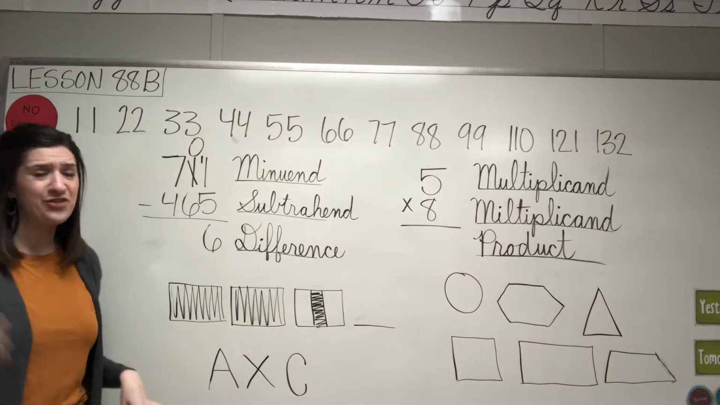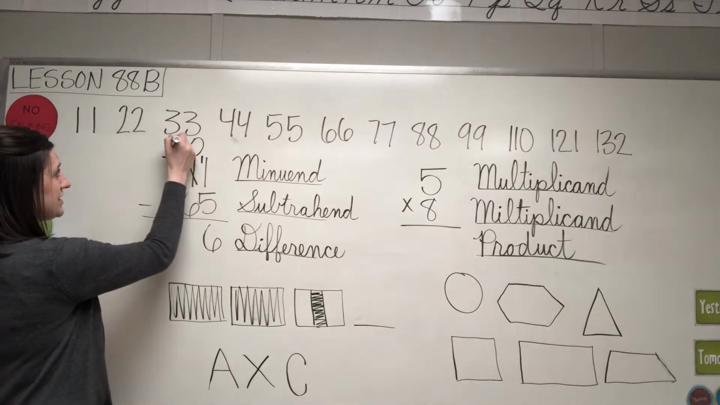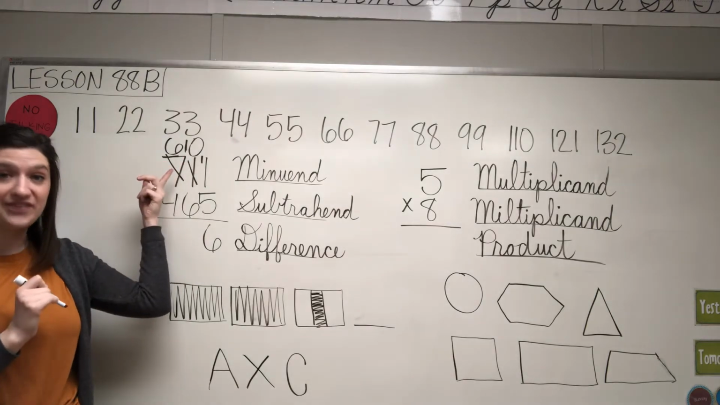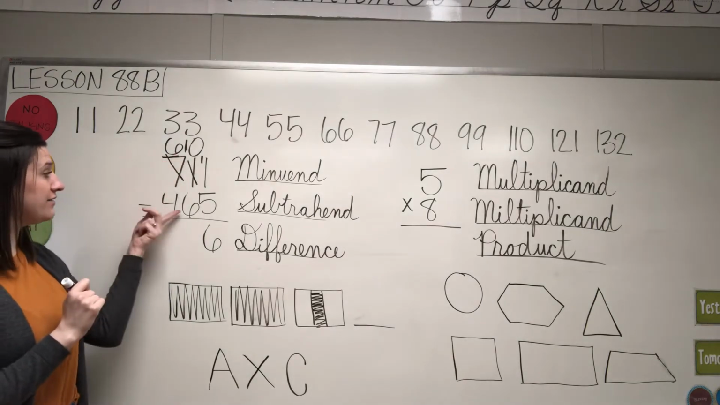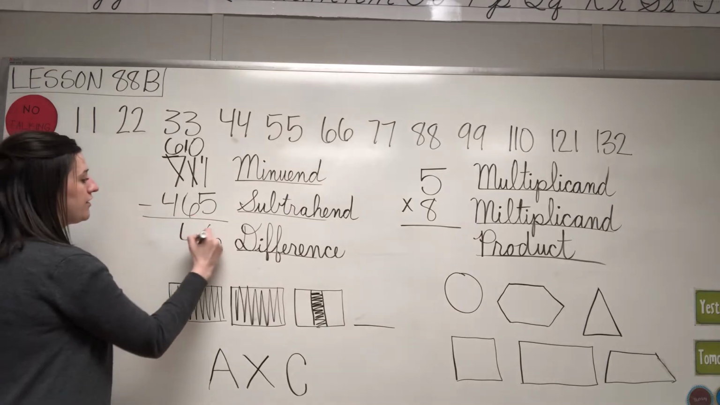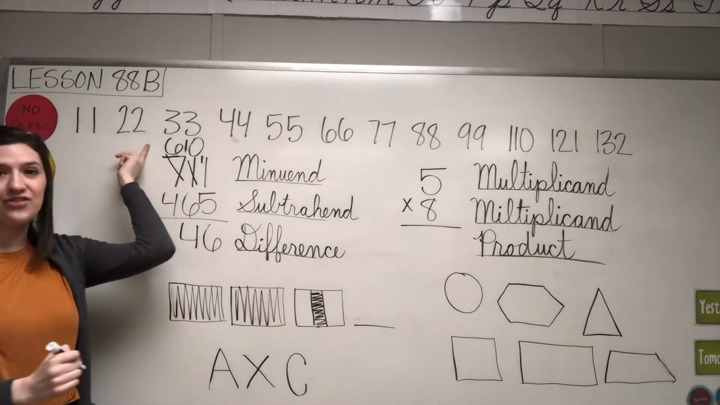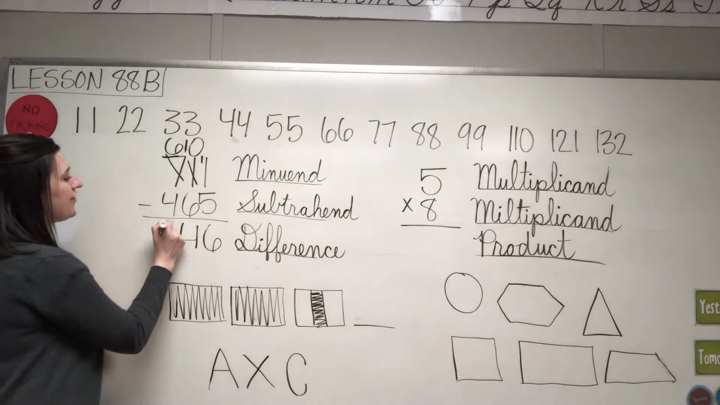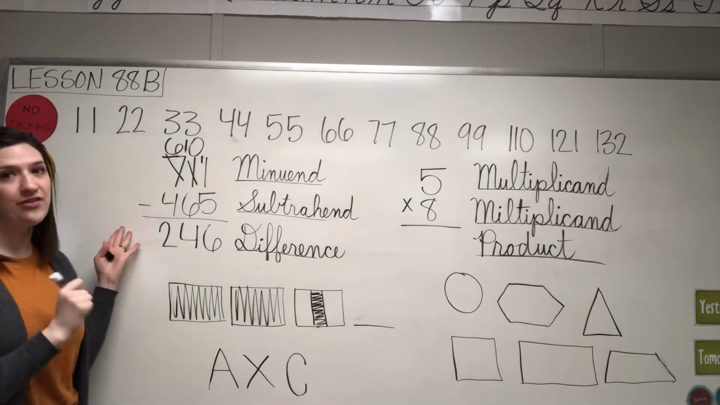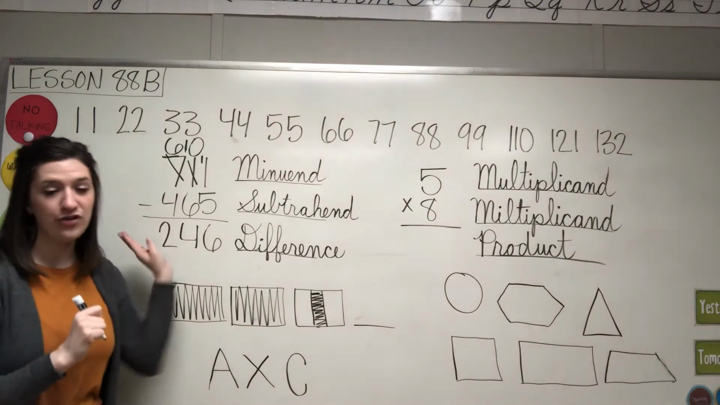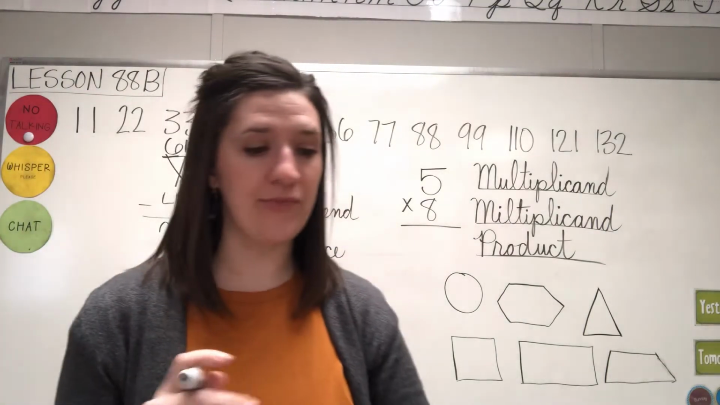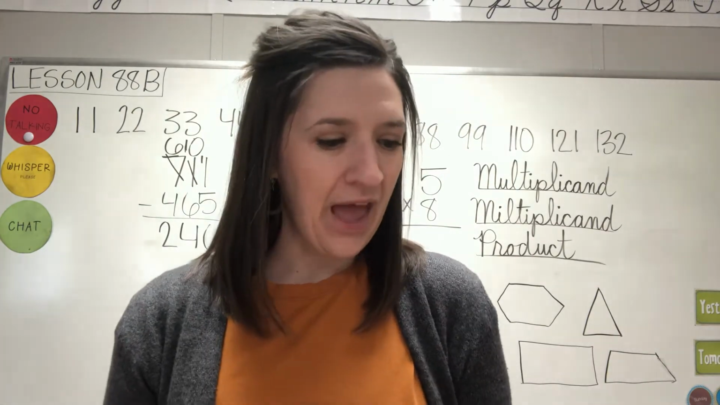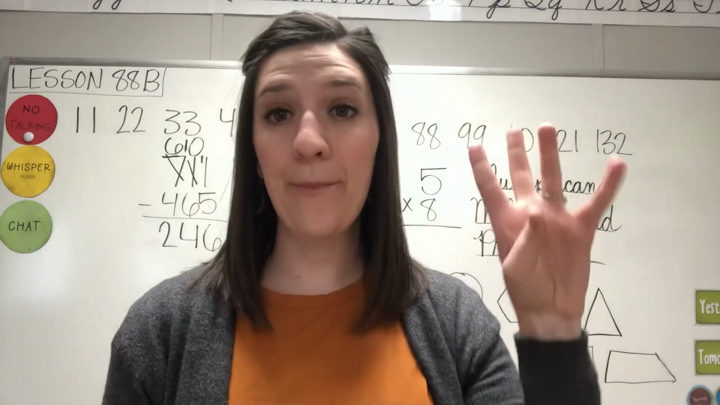No. Regroup. Cross off the 7, leave it as a 6. Put a 1 in front of the 0 so that it becomes 10. 10, 4. Is the big number on top? Yes. Subtract 6, 2. The answer is 246. Okay, do that for all of the subtraction problems. They're all subtraction. Don't add. Subtract. Okay?